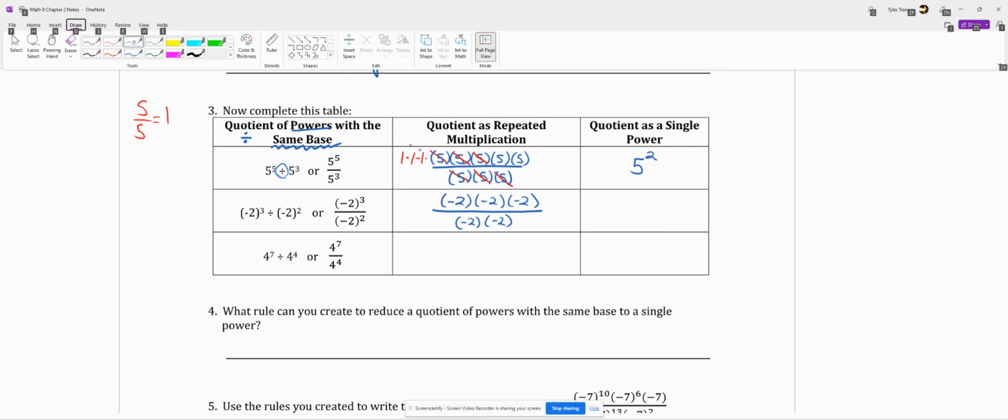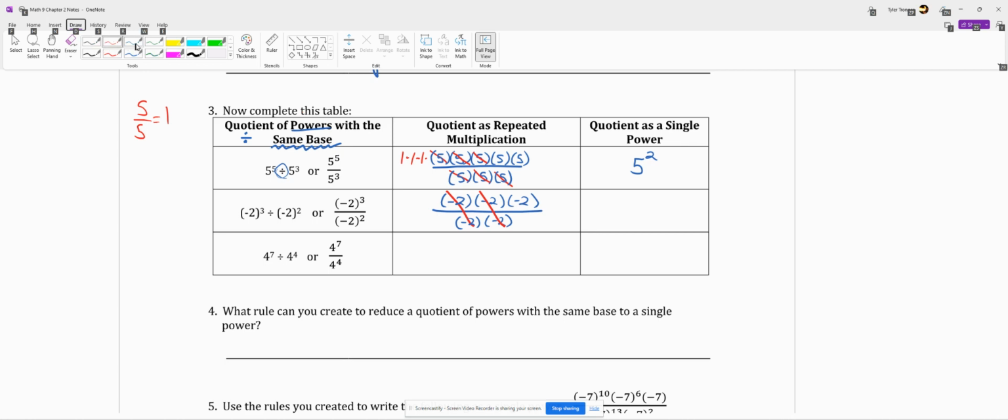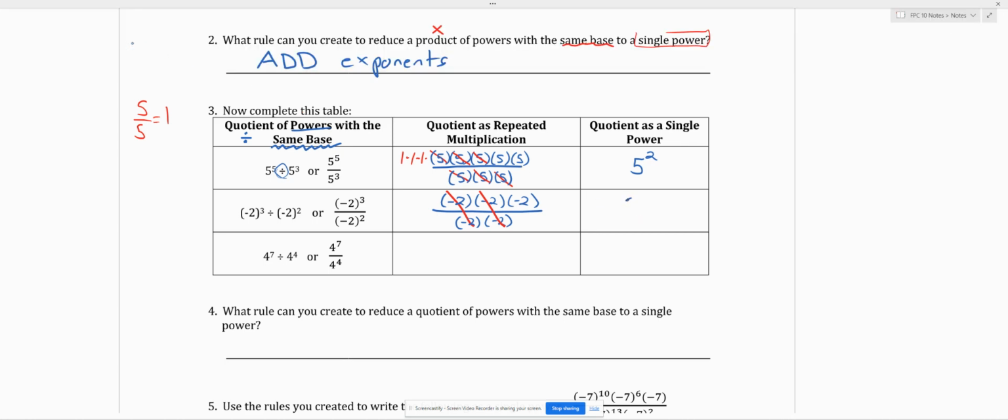And again, we can use the method of cancellation. -2 divided by -2 is +1. -2 divided by -2 is +1. And 1 times anything is the same thing. So I'm not going to write the ones this time. All I have left is 1 solo -2. So if I were to write that as a power, because there's only one of them, I take the whole thing, put it in brackets, and write it to the 1.